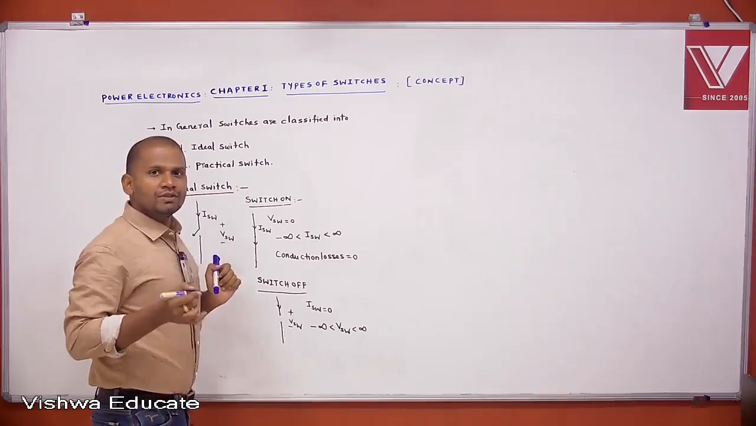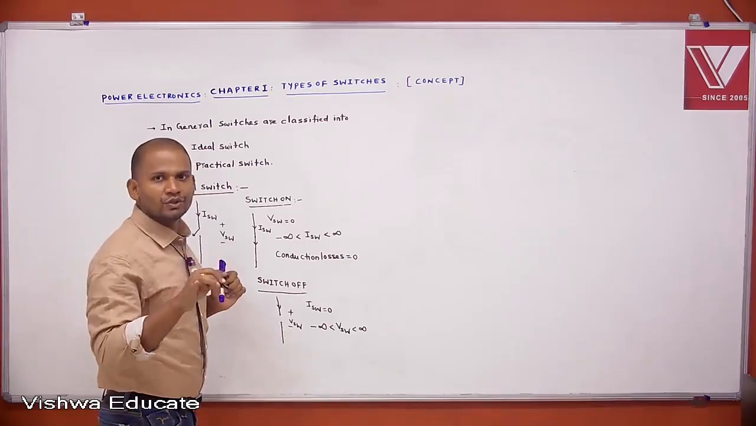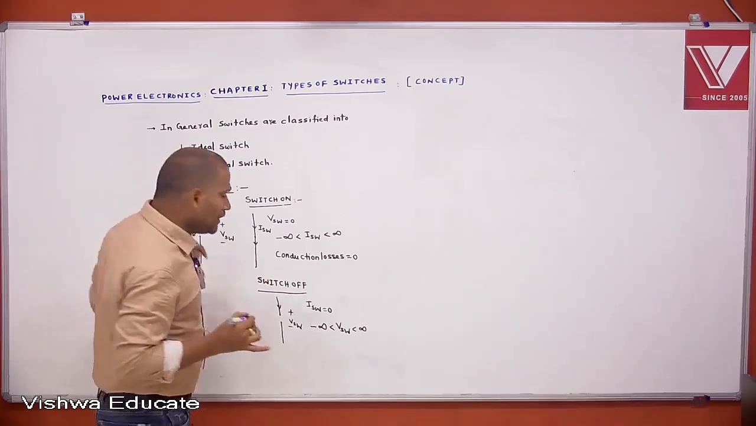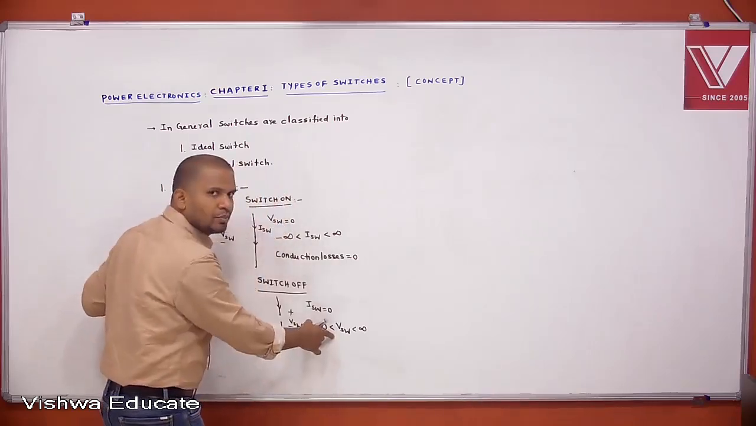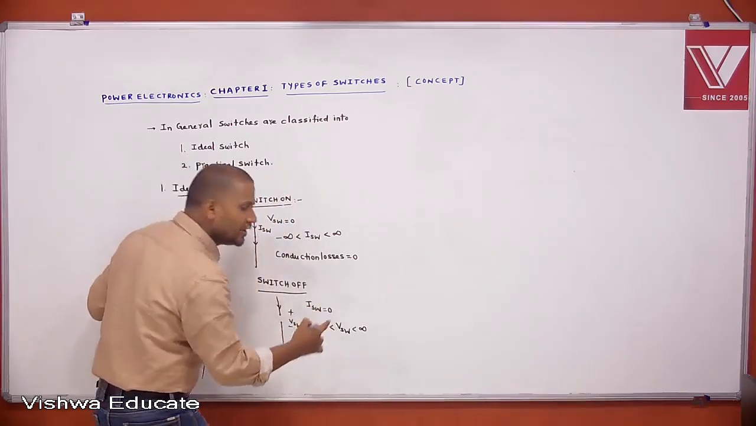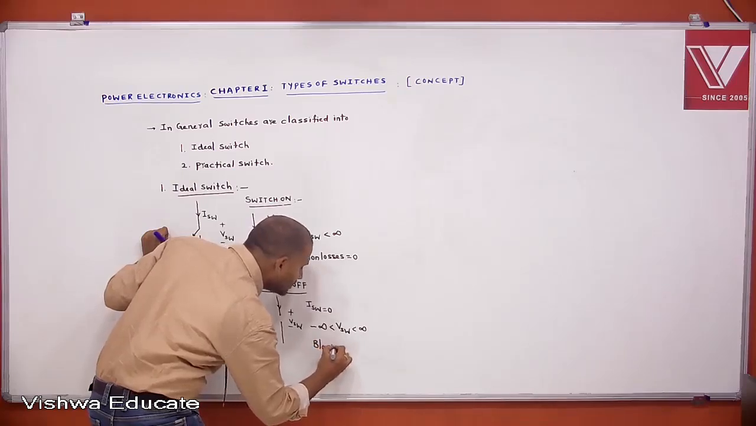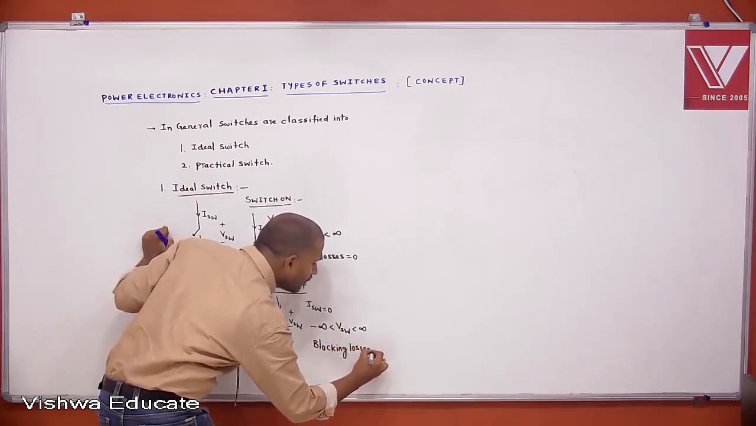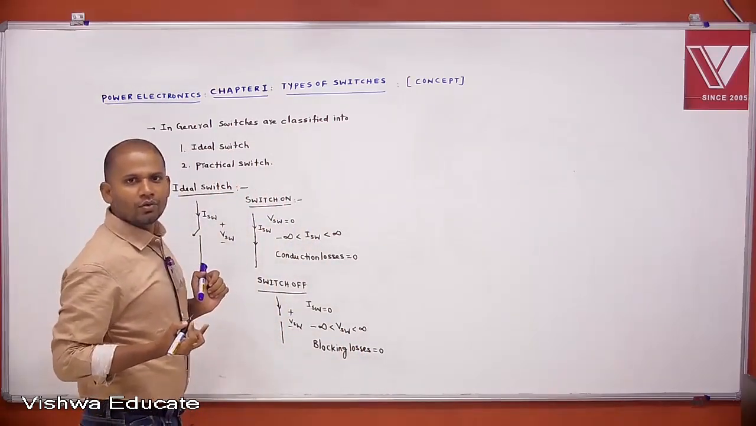If the switch is in off state, whatever losses take place in a switch, those losses are called blocking losses. But it is an ideal switch now. Current is 0, only voltage exists. Product of voltage and current is 0. That's why, what are the blocking losses? Blocking losses are equal to 0.